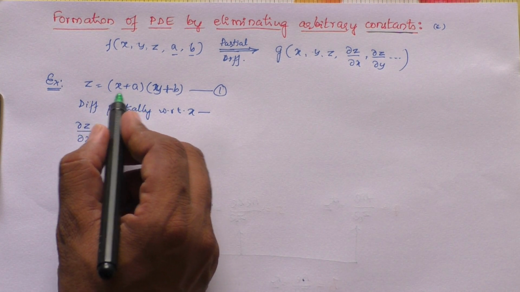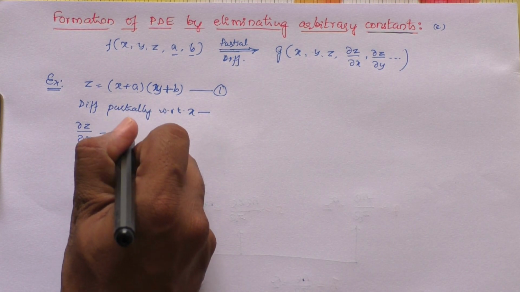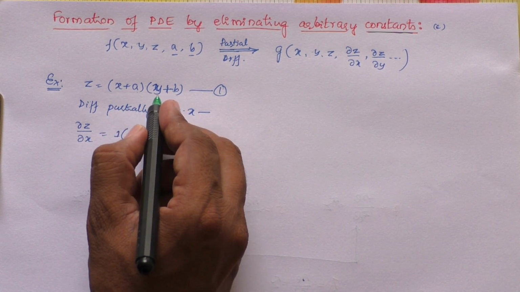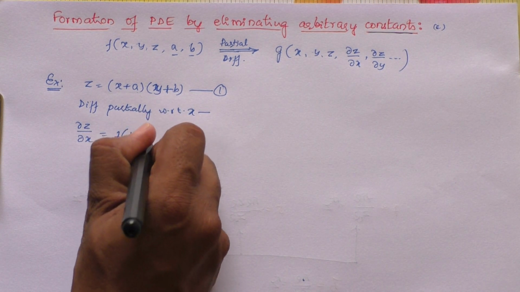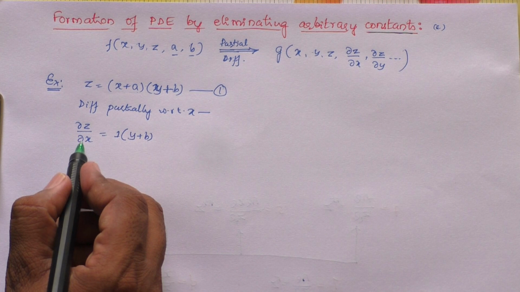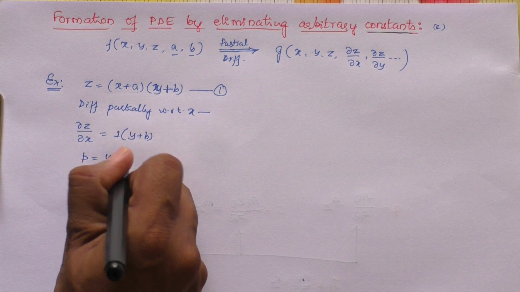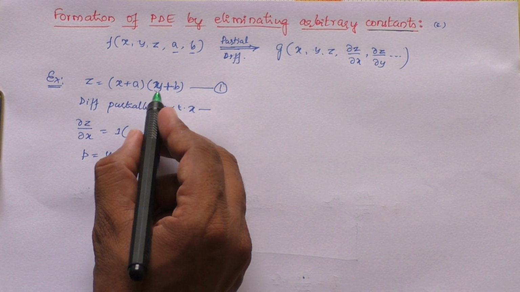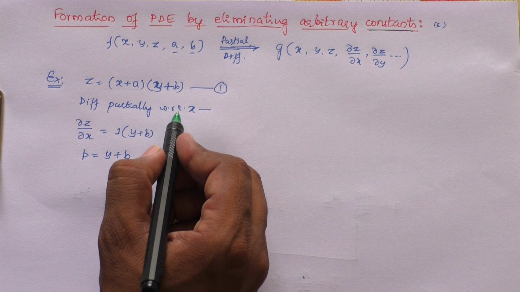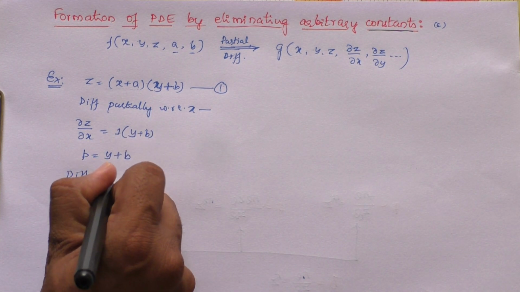With respect to x, the derivative of x plus a is 1 into y plus b, the other variable term which we treat as constant, so y plus b as it is. The notation for dou z by dou x is p. So we get y plus b equal to p. Now differentiate partially with respect to y.